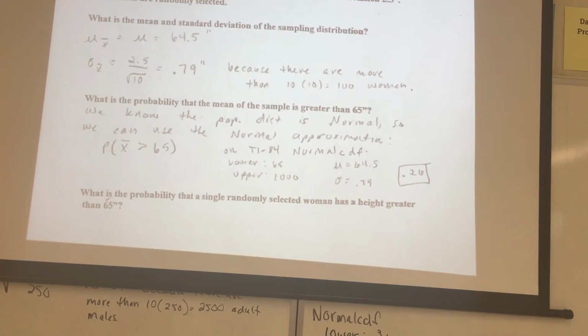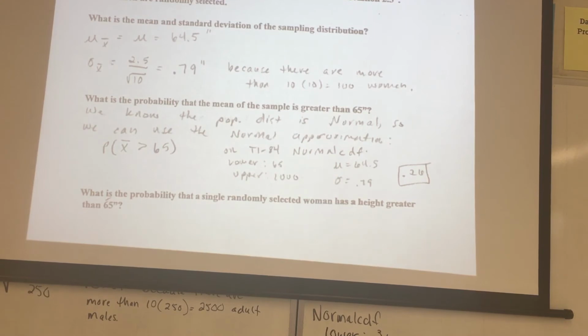Now that we've gotten in a rhythm with the proportion one, the mean comes a little bit easier. There's a different formula for the standard deviation and a different way to justify whether you can use the normal approximation. The next question is, what is the probability that a single randomly selected woman has a height greater than 65 inches? That's a different question. It is not a sampling distribution anymore. That is a single randomly selected person. So when you perform this calculation, you're going to use the original mean and standard deviation, not the new standard deviation that we calculated for the sampling distribution.